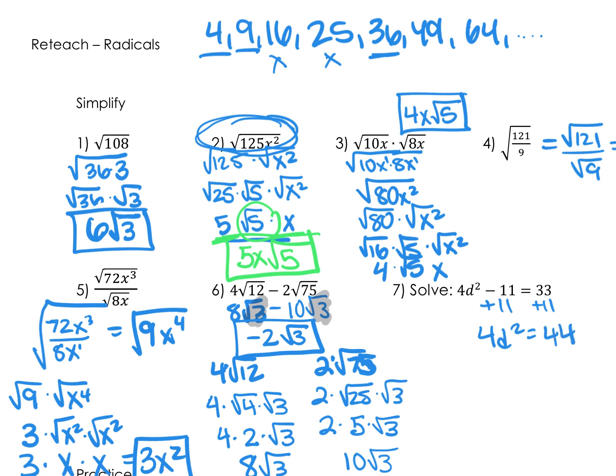We can't take the square root of both sides yet. We've got to divide by 4 first on both sides. Now we'll have D squared is equal to 11. Now that the D squared is by itself, we can take the square root of both sides to get rid of that squared. The square and the square root are going to undo each other, but don't forget to put a plus or minus in front of your square root. Anytime you do that to two sides of the equation, you've got to put a plus or minus in front. So then we'll have D is equal to plus or minus the square root of 11.